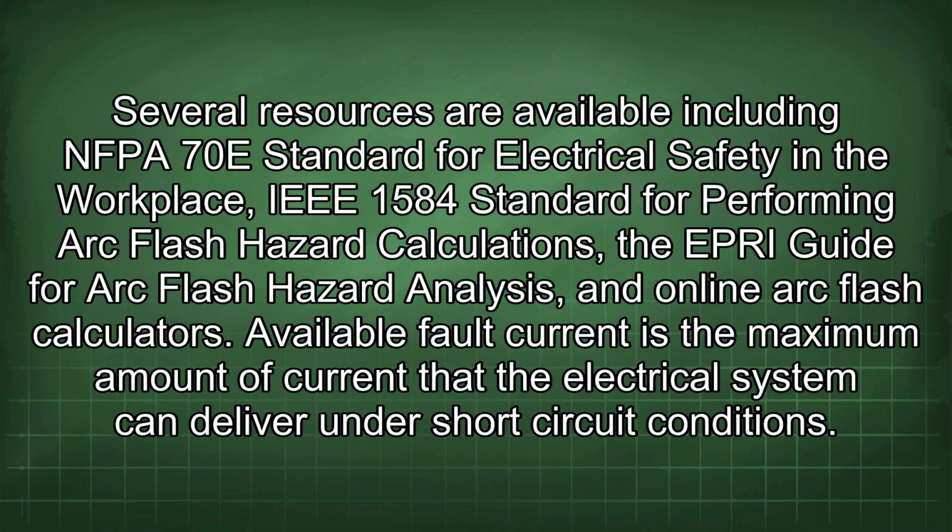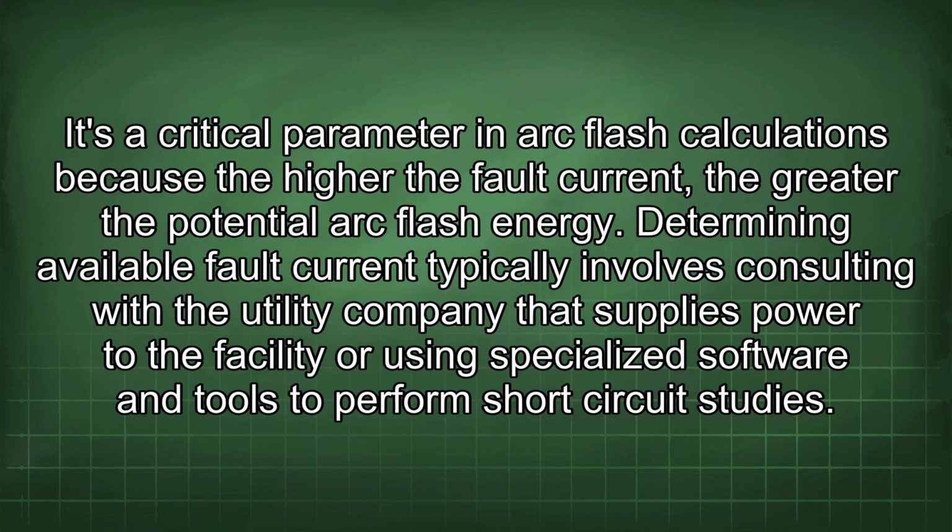Available fault current is the maximum amount of current that the electrical system can deliver under short-circuit conditions. It's a critical parameter in arc flash calculations because the higher the fault current, the greater the potential arc flash energy. Determining available fault current typically involves consulting with the utility company that supplies power to the facility or using specialized software and tools to perform short-circuit studies.